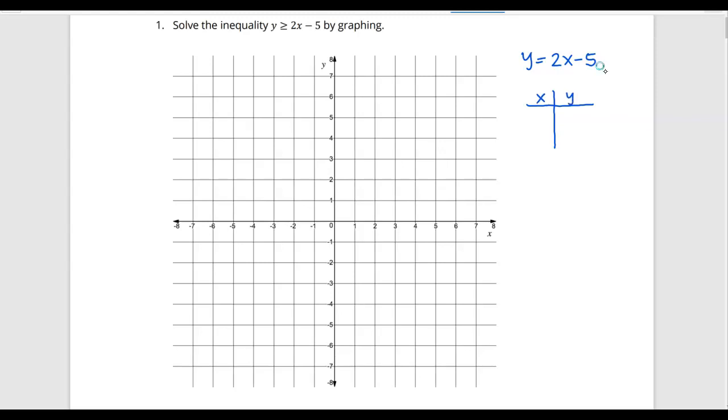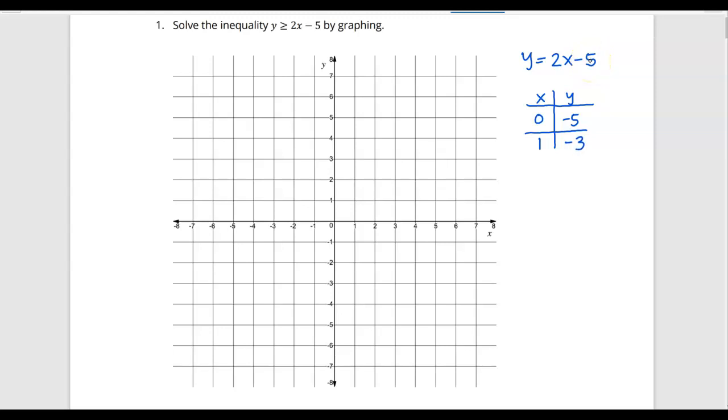So you could start by letting x be equal to 0. If x is equal to 0 here, we have 2 times 0 minus 5. That gives us negative 5. This is the y-intercept. Then for another point, we can have x equals 1. If you plug in 1 here, 2 times 1 is equal to 2, minus 5 is negative 3.